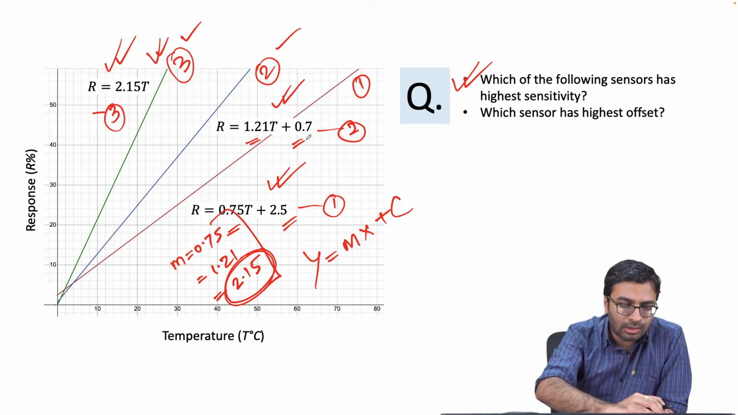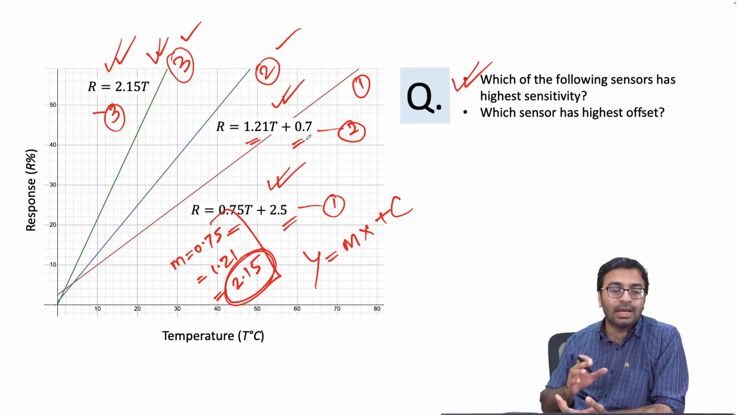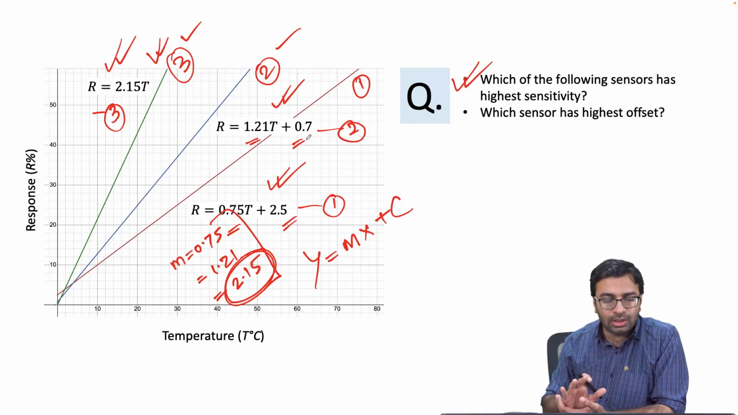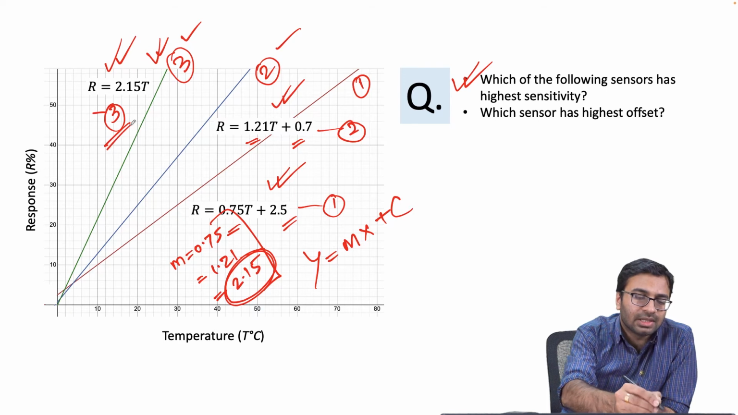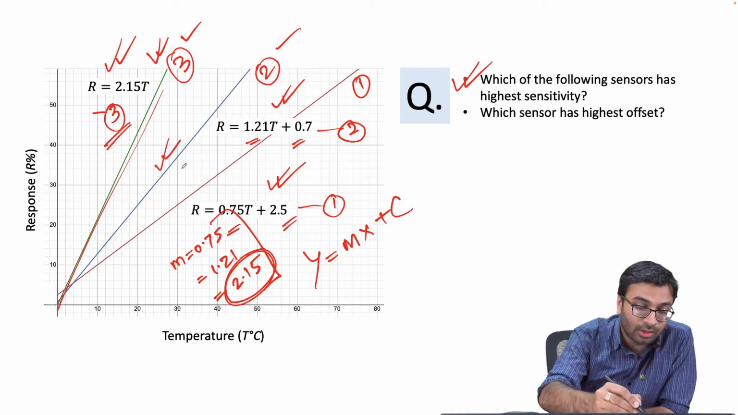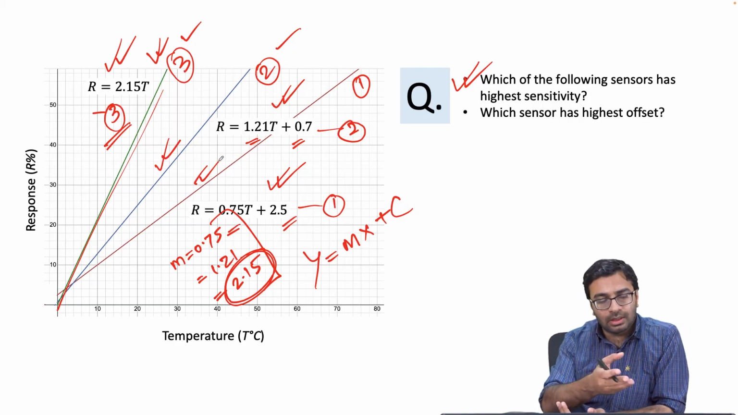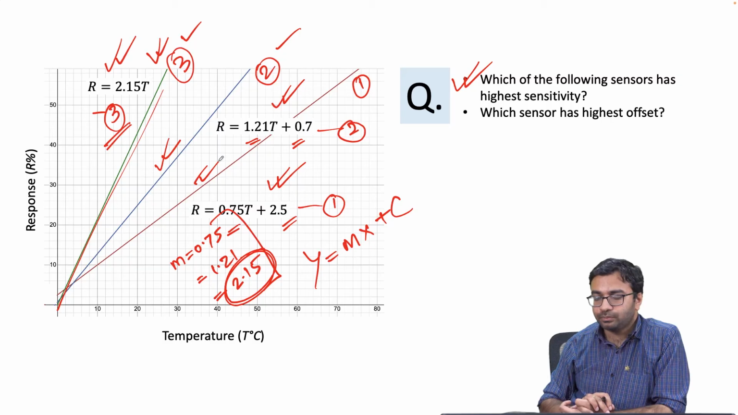So if the curve is steeper, so the slope will be higher, so the sensitivity also will be higher, right. So just by looking at the curve also, without doing any calculation, one can say that the third sensor has highest sensitivity because it's steeper than other two alternatives, right. So it's visually also very kind of visible.